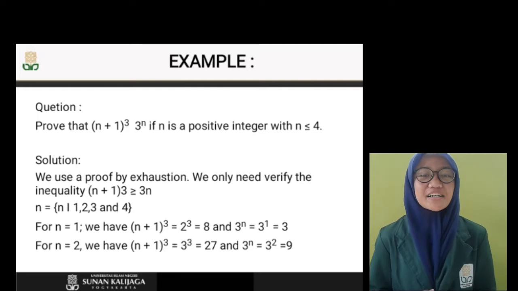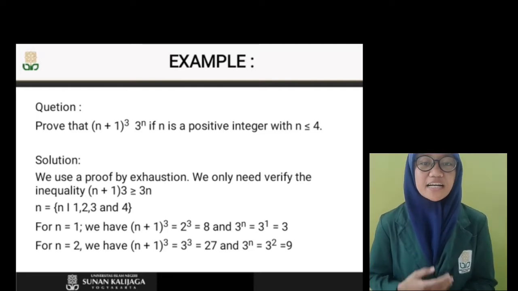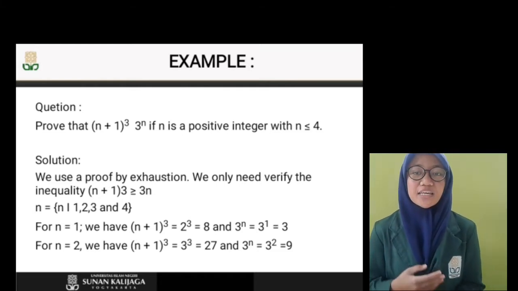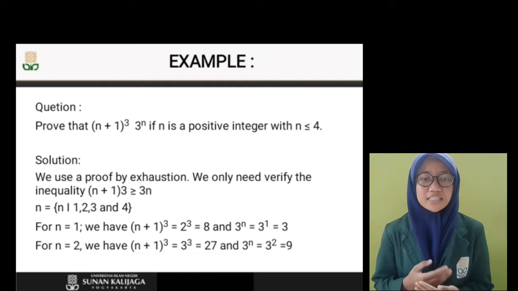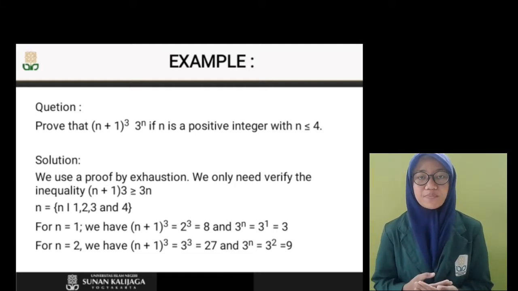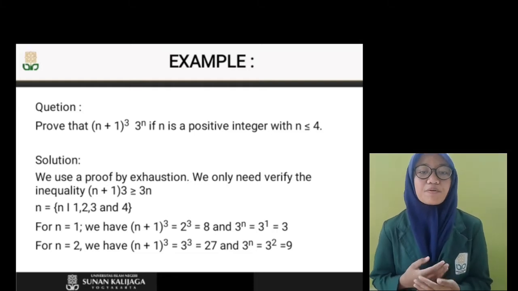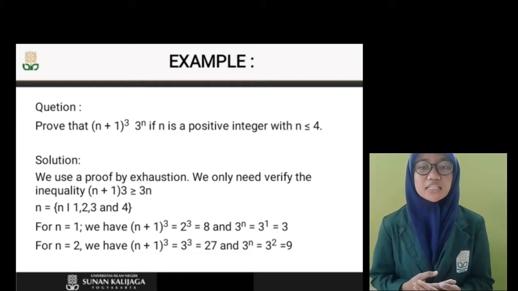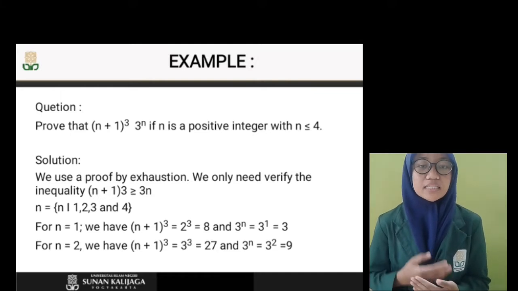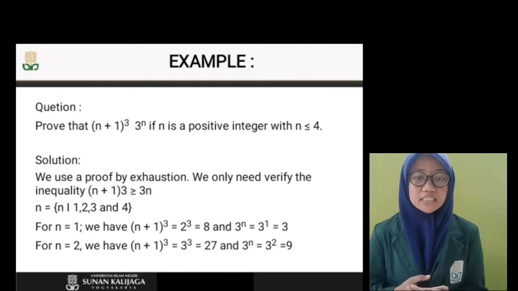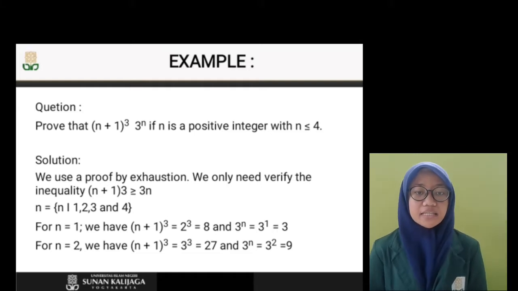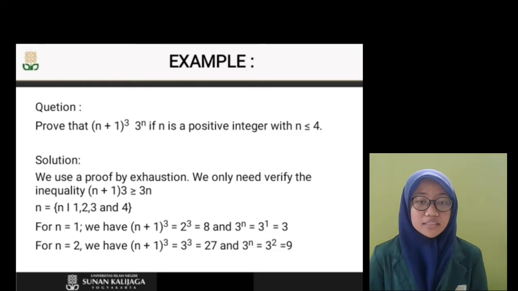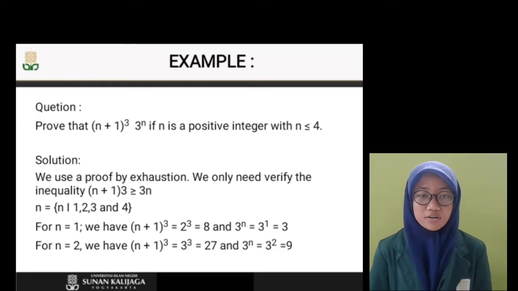Example. Question: Prove that (n+1)^3 is greater than or equal to 3^n if n is a positive integer with n less than or equal to 4. Solution: We use a proof by exhaustion. We only need to verify the inequality (n+1)^3 is greater than or equal to 3^n for n equal to 1, 2, 3, and 4.